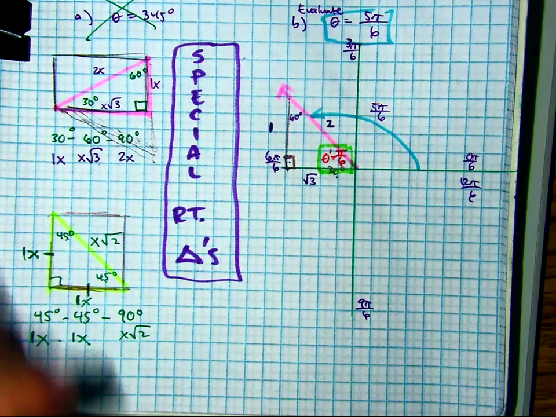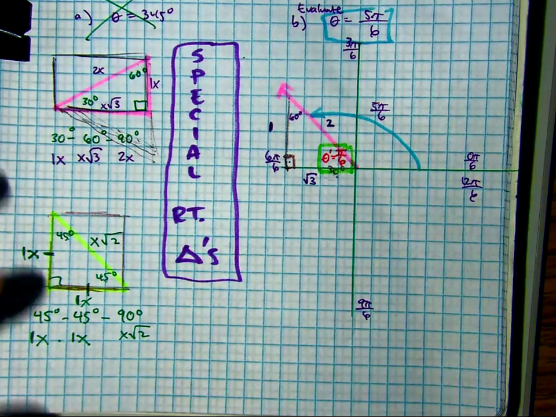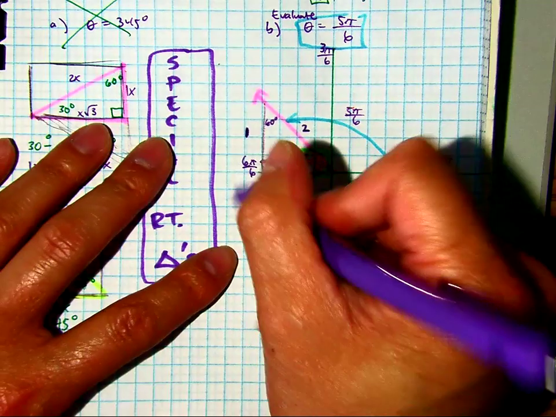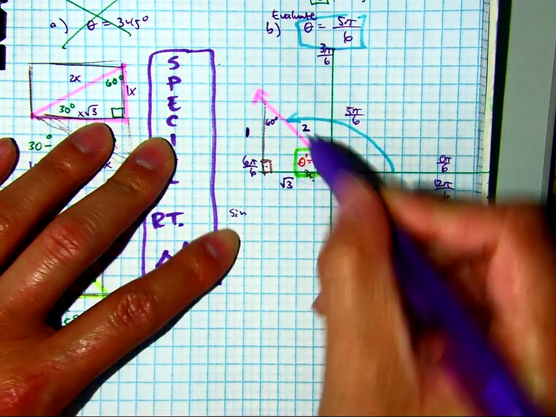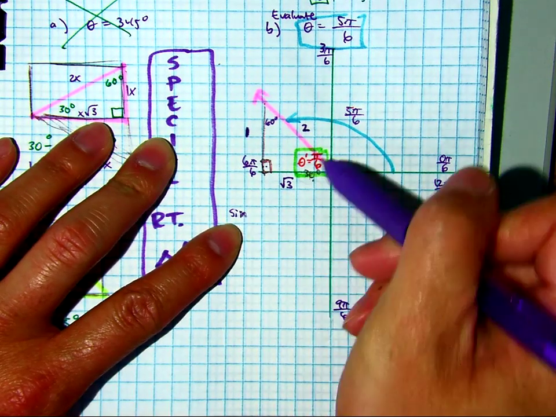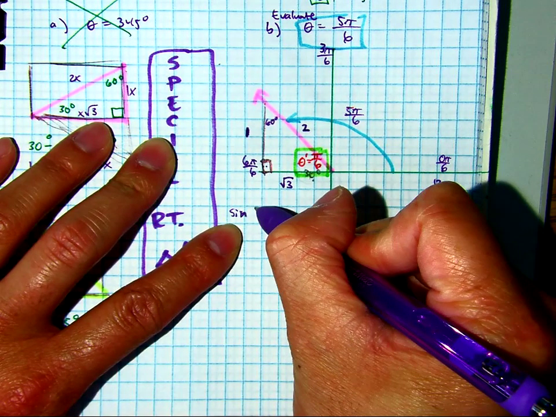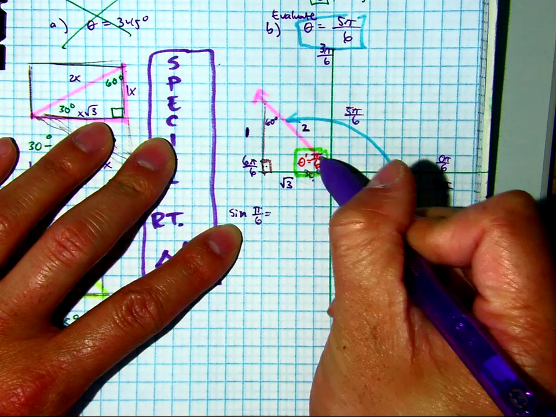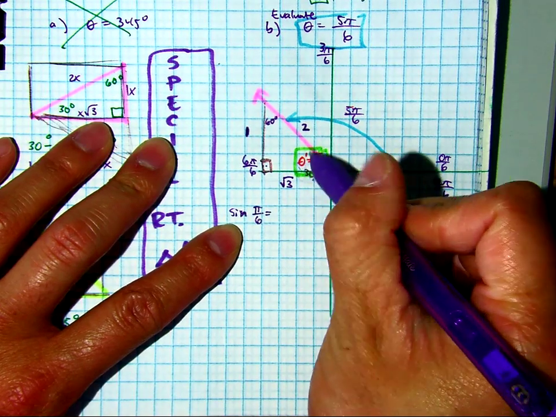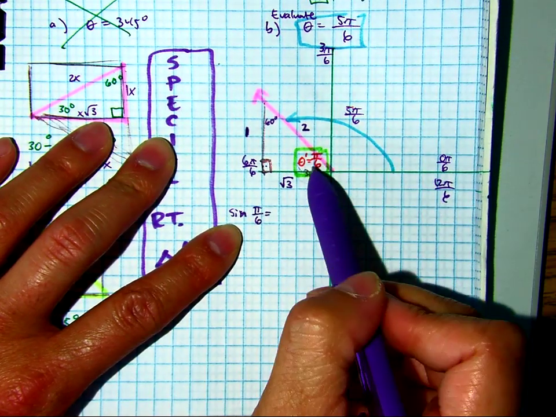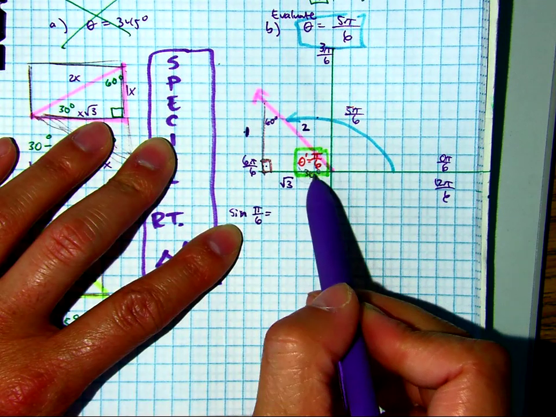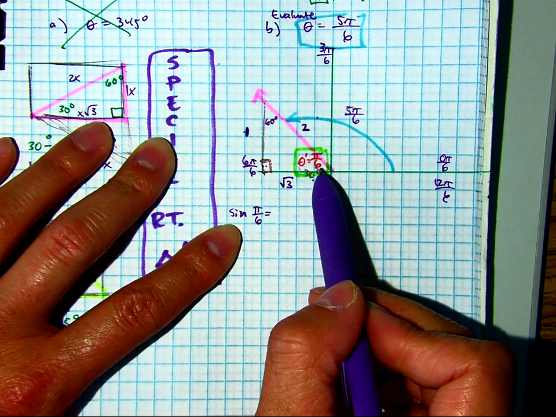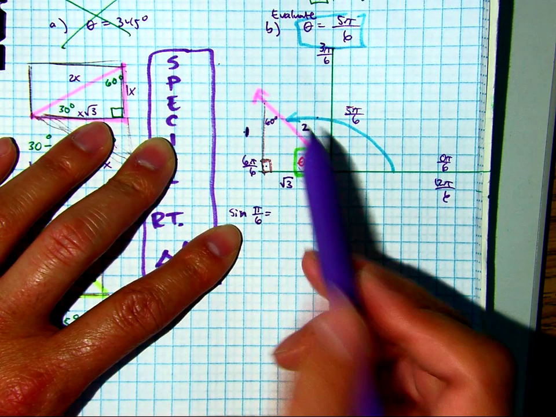Someone shout out their favorite trig function. Someone said sine. So sine, now remember, when I'm evaluating here, sine at pi over 6, I'm just starting here at the green. That would be the opposite over the hypotenuse, or this would essentially be the y over r, which would be 1/2.